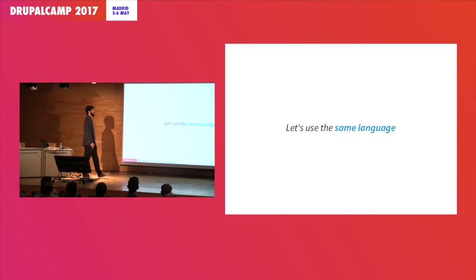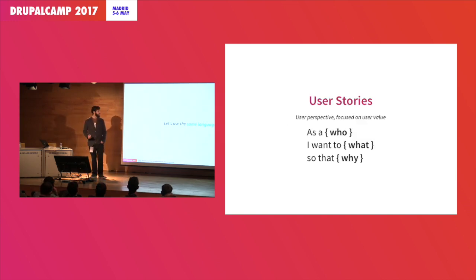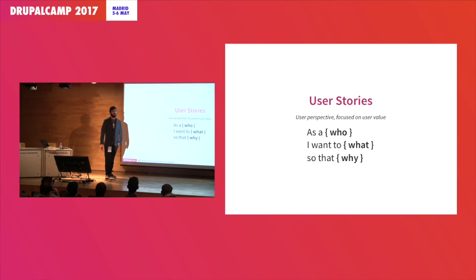So let's use the same language. I'm going to give you 3 key points. Who, what, and why. Who is going to make the action? What kind of action do we want the user to do? And why. And this is the most important thing, because if there's no why, there's no feature. We should remove that specification.